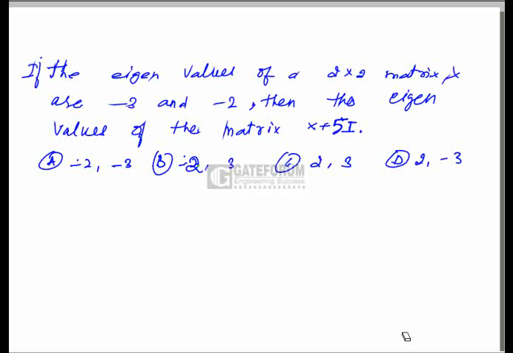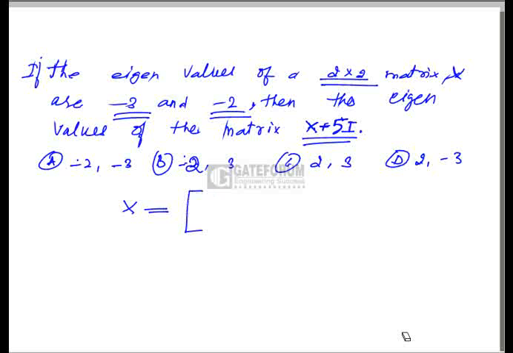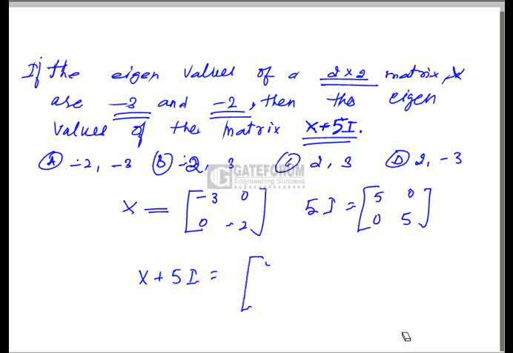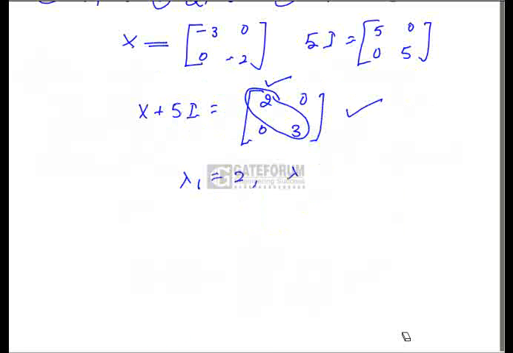Now in this problem, it is given that the eigenvalues of a 2 by 2 matrix are minus 3 and minus 2. Now we have to find the eigenvalues of matrix x plus 5I. Now let the 2 by 2 matrix x, whose eigenvalues are minus 3 and minus 2, be [minus 3, 0; 0, minus 2]. Now we know 5I is nothing but [5, 0; 0, 5]. Now x plus 5I, we will add them, which is nothing but [2, 0; 0, 3]. Now clearly it's a diagonal matrix. Now in any diagonal matrix, eigenvalues are nothing but the diagonal elements. So the eigenvalues are 2 and 3. That is option C.